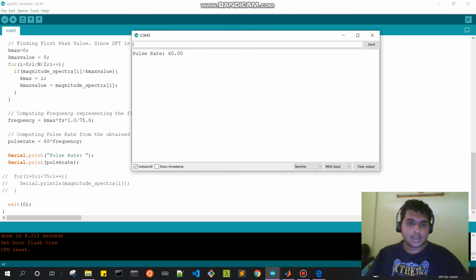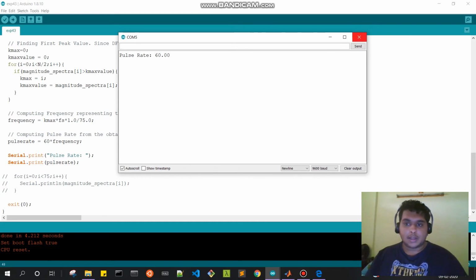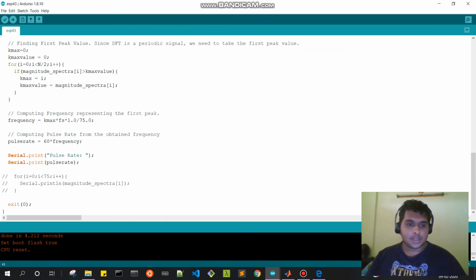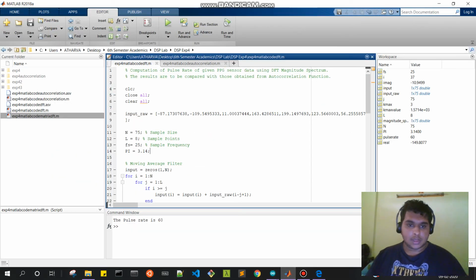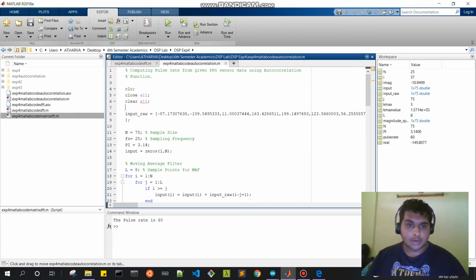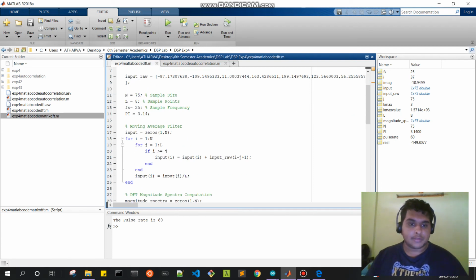So the pulse rate in this case is again 60, obviously, because everything else is just the same. So we know that in case of DFT computation, we are getting the pulse rate as 60, but when using autocorrelation, we are getting the pulse rate as 71.43. So let's take the same thing with MATLAB. Here this code will compute the DFT Magnitude Spectrum and use that to obtain the pulse rate. And again, I have the autocorrelation function here. We're going to use that as well to compute the pulse rate. Everything else is just the same.